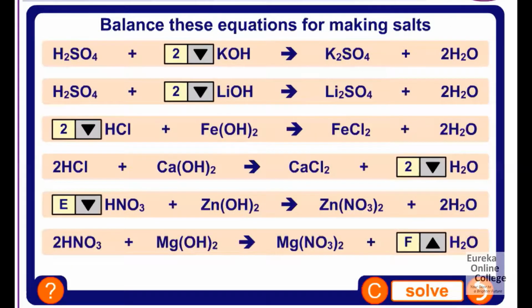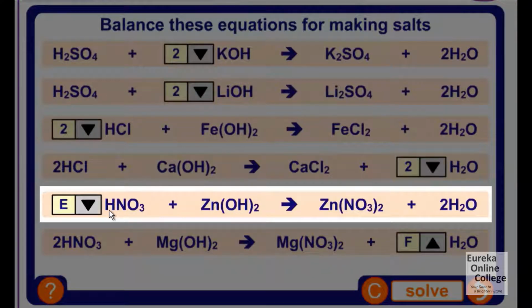Okay, number 5. I've got nitric acid, HNO3, being added to zinc hydroxide to make zinc nitrate and 2 lots of water. So I need to have a little look on this side to find out what's going on. So you can think of the NO3 as kind of hanging around together as a group. Now if we look over here, there's actually 2 lots of them. So I'm going to go straight over here and pop a 2 in.